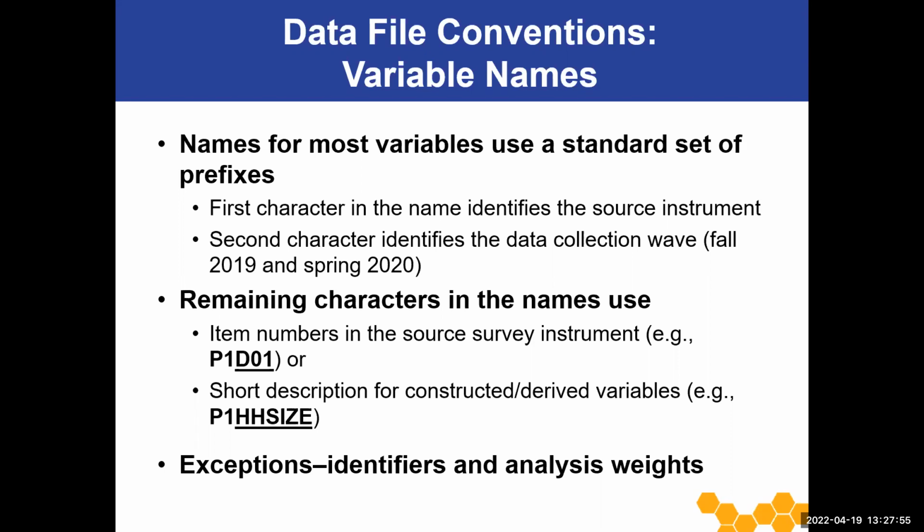For survey items, the rest of the variable name identifies the survey item number in the source instrument. For instance, P1D01 is based on item D1 in the fall parent survey. For composite variables, it is a shortened description of the construct represented by the variable. For example, P1HHSIZE is the number of people in the household from the fall 2019 parent survey. There are a few exceptions that do not follow these conventions, and that includes identifiers such as child ID or analysis weights such as PRA1WT. And again, you can find more information on variable conventions in the user's manual or refer to our codebooks and Appendix H that has descriptions of all of the composite variables on the data files.